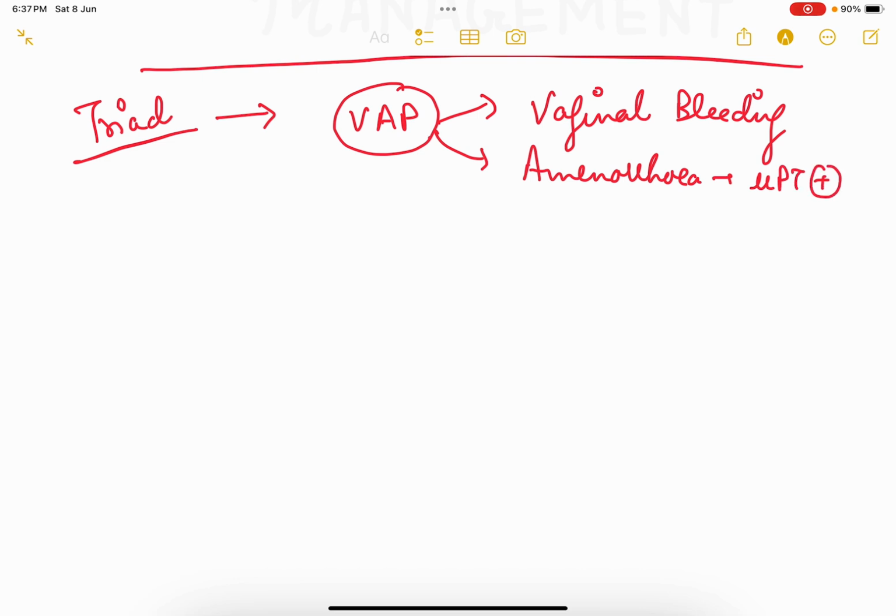Because the patient is pregnant, she will have amenorrhea and the urine pregnancy test will be positive. It may be faint positive also, depending upon the value of beta HCG. And P is for pain abdomen. So the patient will have pain abdomen. This is the classical triad with which patients of ectopic pregnancy present.